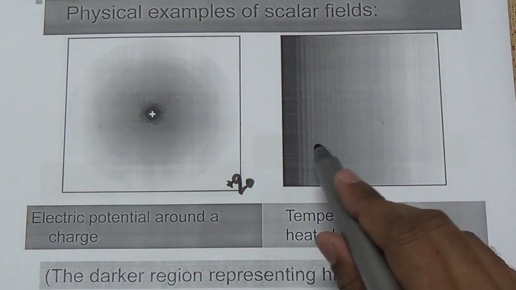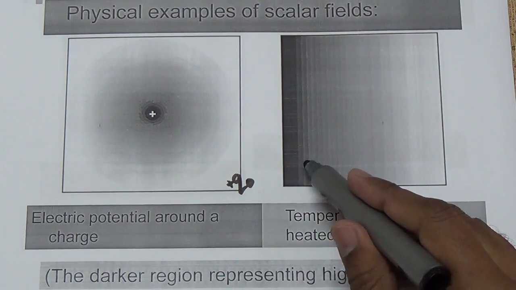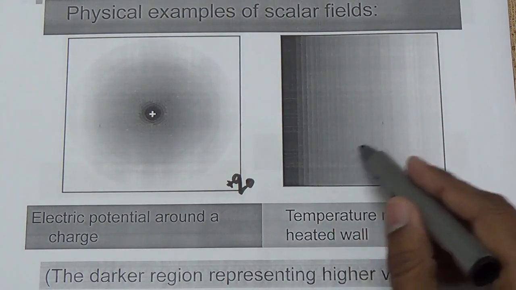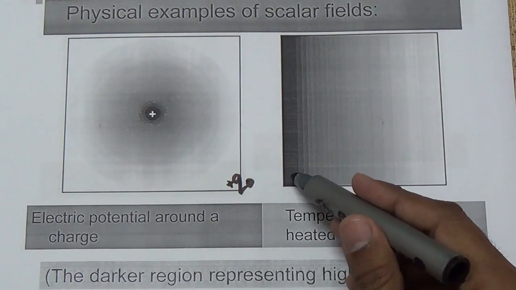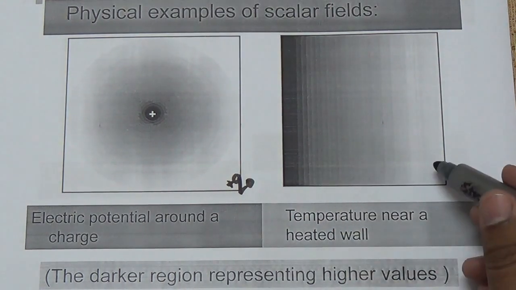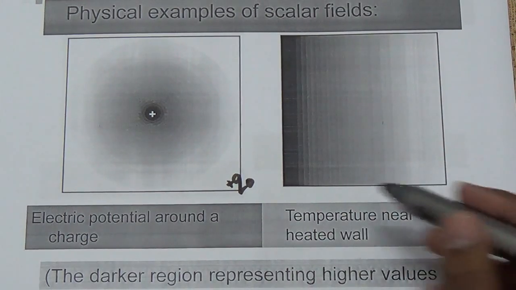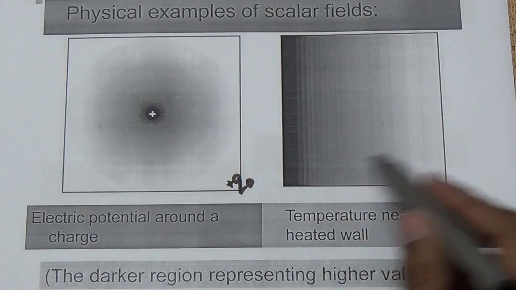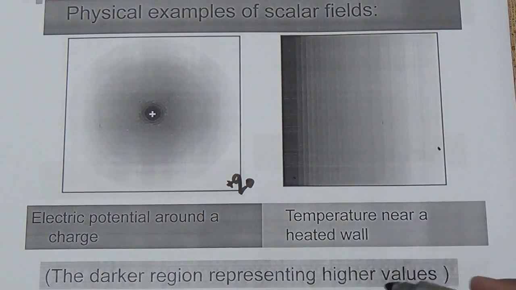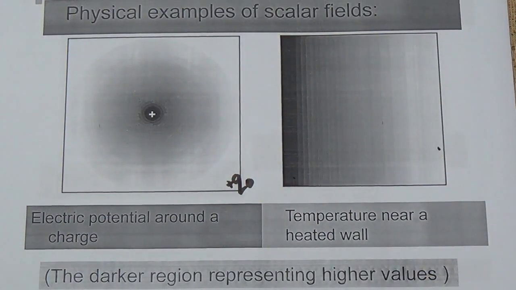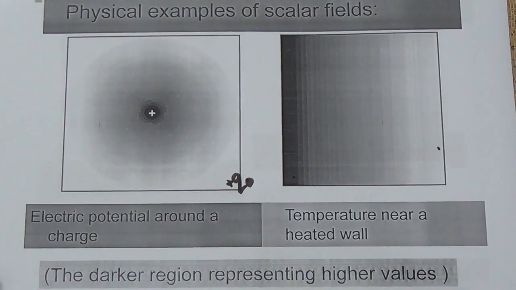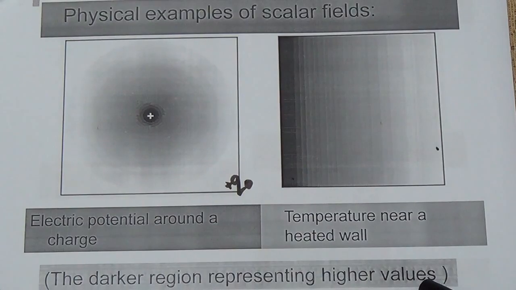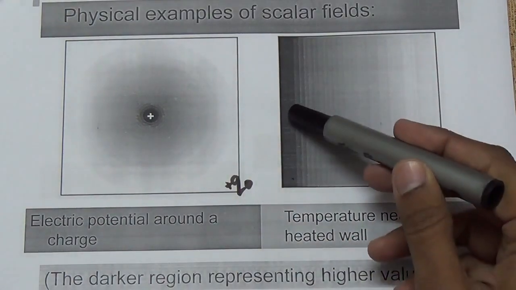Here temperature is shown, the dark, slightly dark, light, and this is almost white. So here the dark portion basically indicates the high temperature, and the light one is the lowest temperature. So the direction, now the question is the direction. This is the high temperature and this one is the lowest temperature. So this is the field of the temperature, this is the field of the potential, and the darker region basically represents the higher values of the potential or of the temperature.